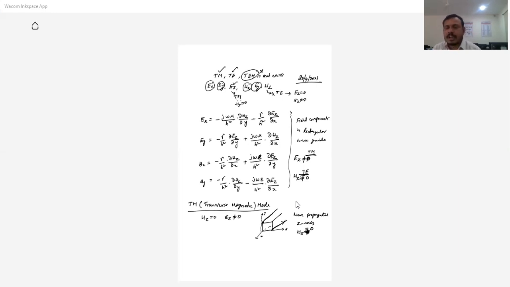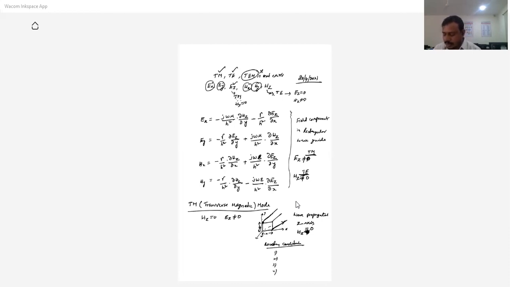Right? This Ez, we are finding in the transverse magnetic mode based on the boundary conditions. The width is A and the height is B. We are taking the boundary conditions: boundary 1, 2, 3, and 4.